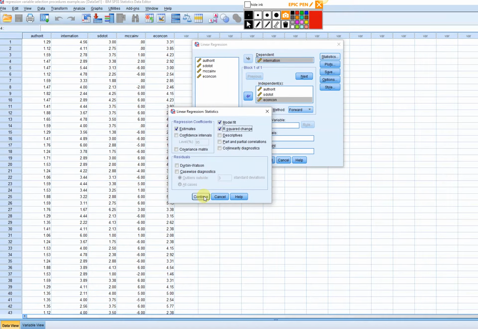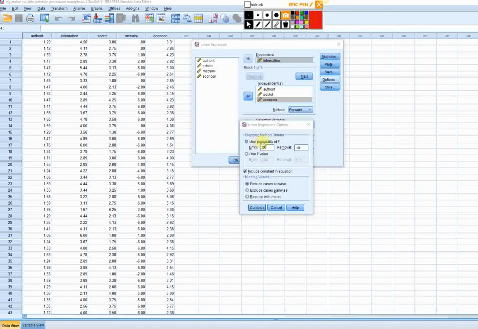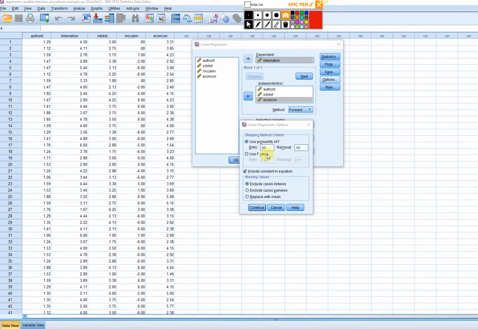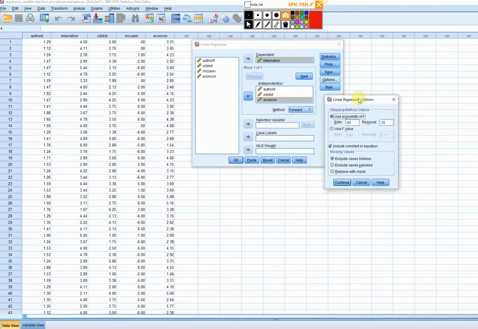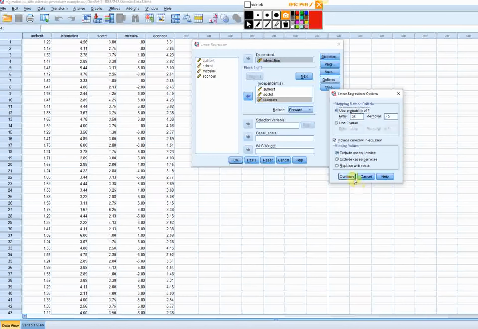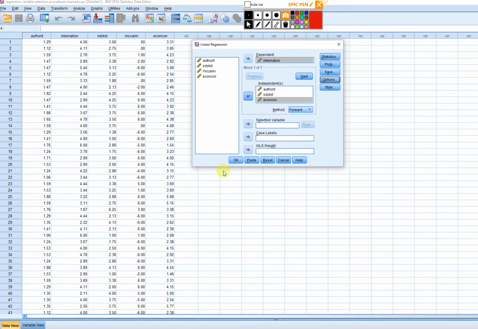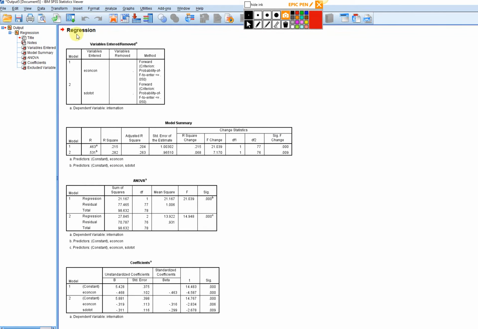Now I'm going to click on Continue, and you'll see under Options, these are the decision rules for some of these different procedures. You can see use probability of F entry at 0.05 and removal at 0.10. These are relevant for some of these different empirically based strategies for entering or removing predictor variables. I'm just going to leave this alone, click on Continue, and then on OK.